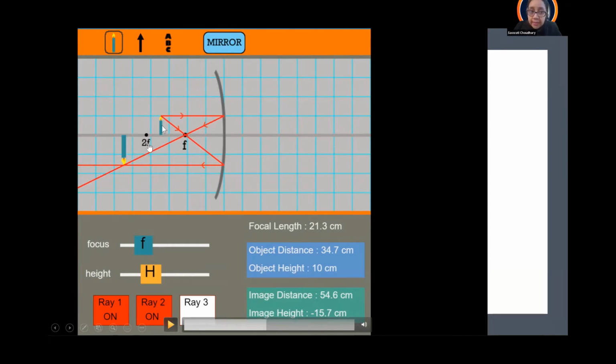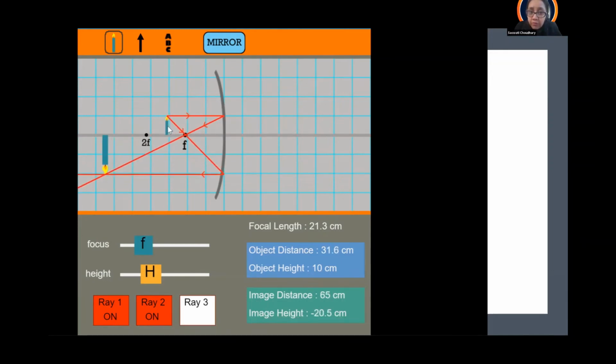So it's increasing in size and it is moving away from the center of curvature. So the image is formed beyond the center of curvature when the object is placed between 2f and f. Okay, so just remember the pattern. Whenever we keep on dragging it, you can see that it is increasing.